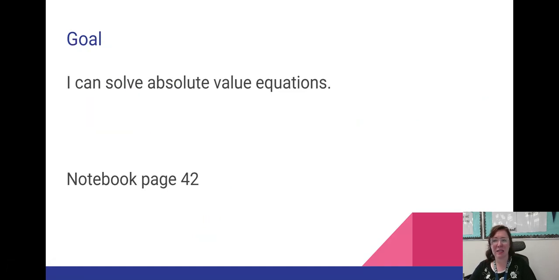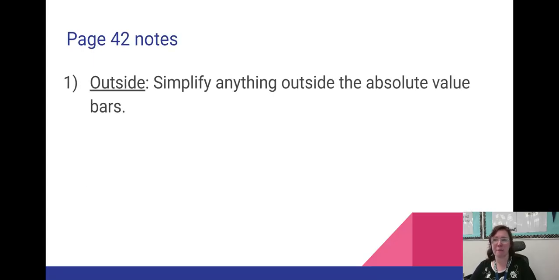Our goal today is I can solve absolute value equations. On page 42, we got some notes. First, we're going to walk through the steps, and you would have written them down in your notebook on page 42, and then we'll show how they actually are used.